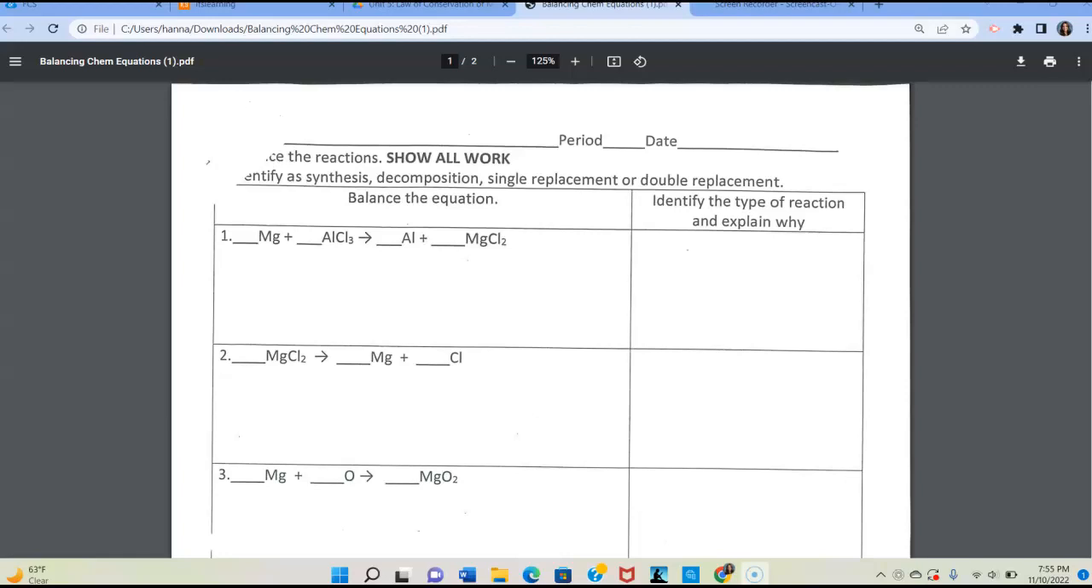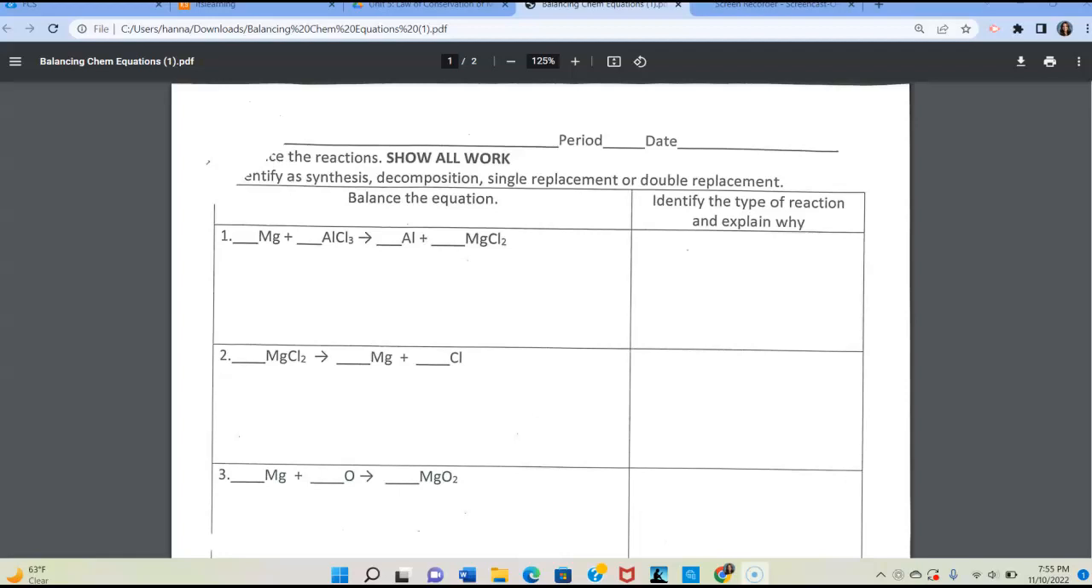All right, so here is the practice problem or practice page that you're going to work through. So first thing I want you to do is just identify the type of reaction we're looking at. So here we can see we've got two plus signs on both sides of the equation. So I know it's not a synthesis or a decomposition type of example.